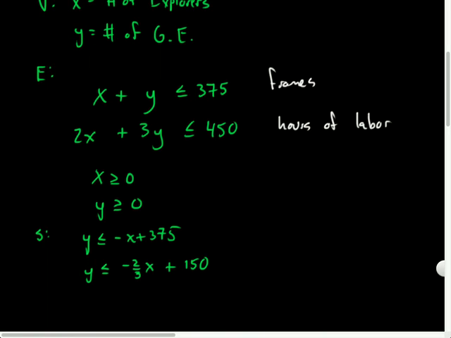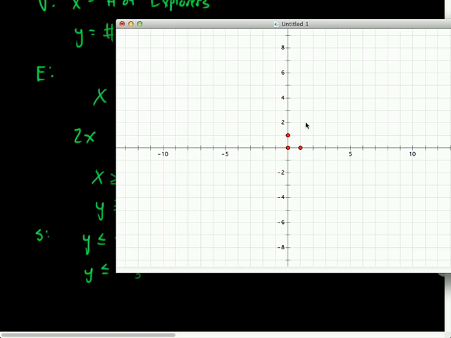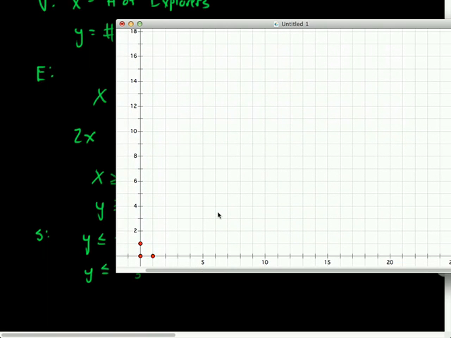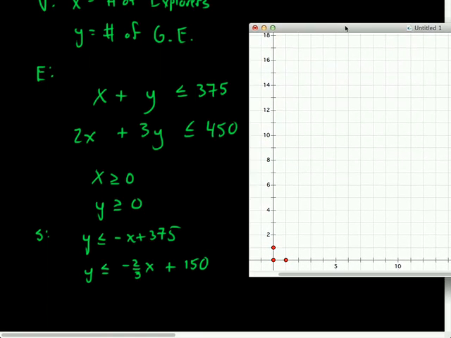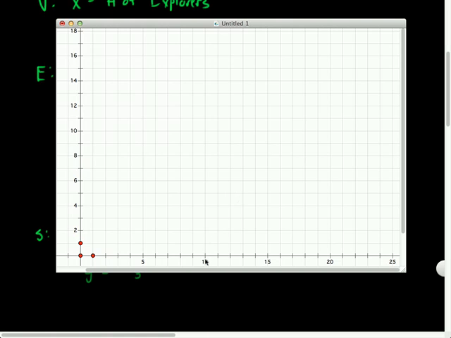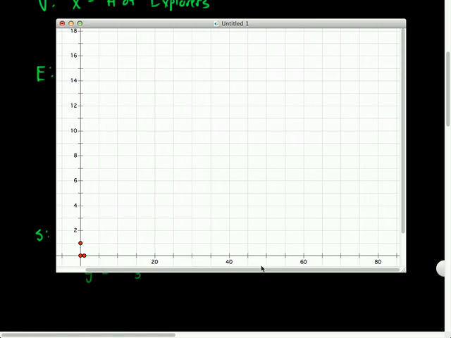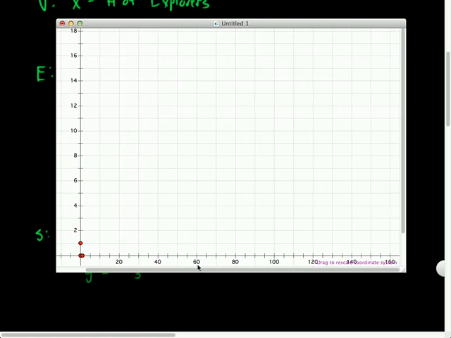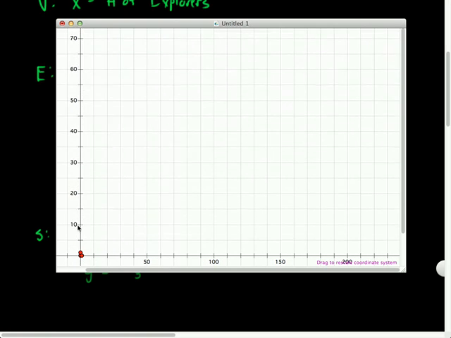Why not? Open up Geometer's Sketchpad. Here we go. Let's get a grid showing. So based off of my results, I've got to go as high as 375 at least, right? It's my highest y-intercept here. I realize I just accidentally made a rectangular grid rather than a square grid, but that's fine.